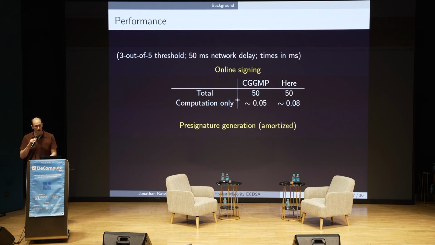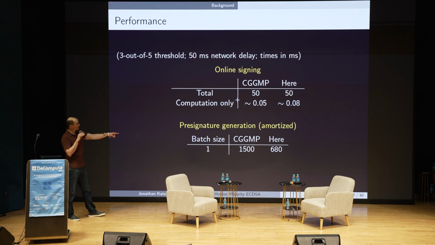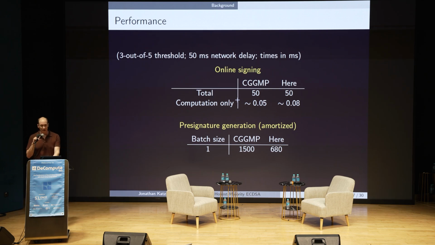As for the pre-signature generation itself, when we have a batch size of 1, so in that case, there's not really any amortization going on, you can see that the honest majority protocol I just described is already outperforming the CGG-MP protocol by roughly a factor of 2.5. And the numbers get better as M gets larger.